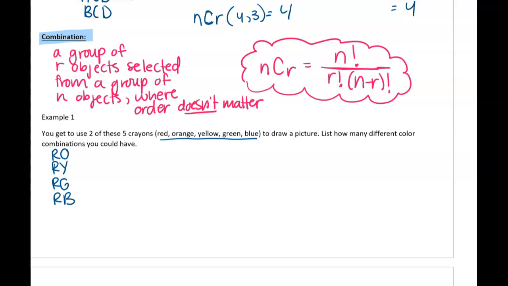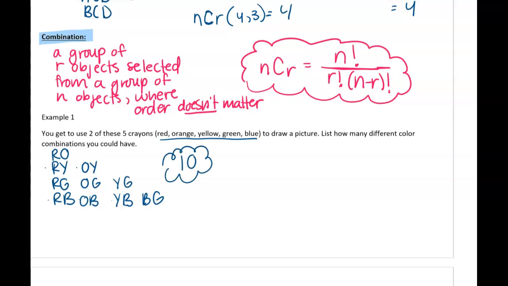You could use orange and red, but that's already covered. So orange and yellow, orange and green, orange and blue. You could use yellow and red, already did that. Yellow and orange, already did that. Yellow and green or yellow and blue. Or you could do, well, we already did blue and red, blue and orange, blue and yellow. So blue and green. Okay, so that's 4, 3, 2, 1. So 10 different combinations you can have.